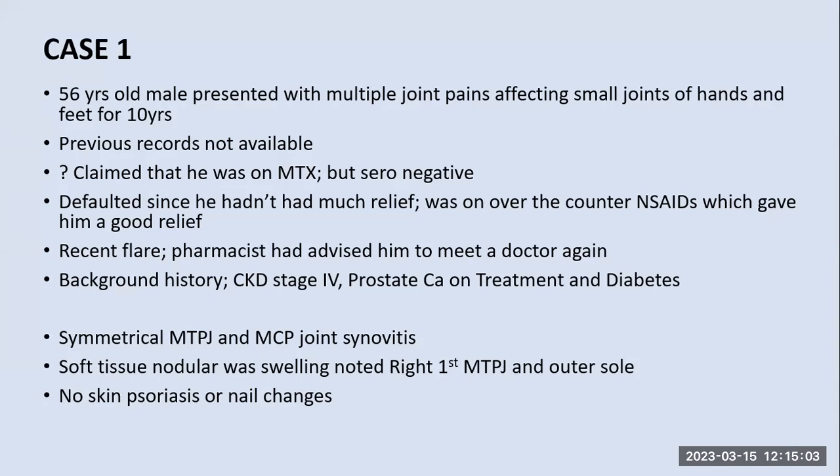He recently had a flare, and therefore he visited the pharmacist, who advised him to meet a doctor again. By the time I saw him, he had a background history of CKD stage 4, prostate CA on treatment, and also diabetes. On examination, there was symmetrical metatarsophalangeal joint and metacarpophalangeal joint synovitis, and soft tissue nodular swelling over the right first MTPJ and outer sole. He had no skin psoriasis or nail changes.